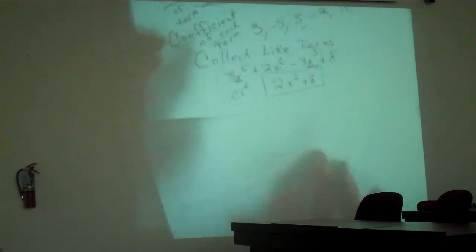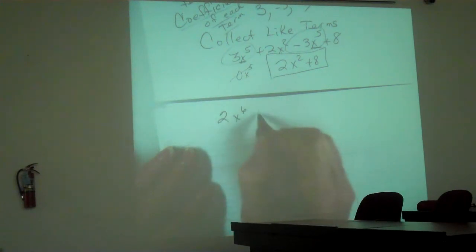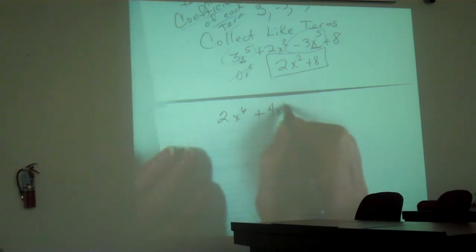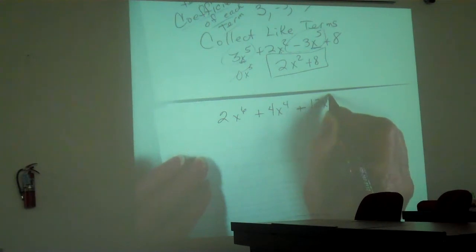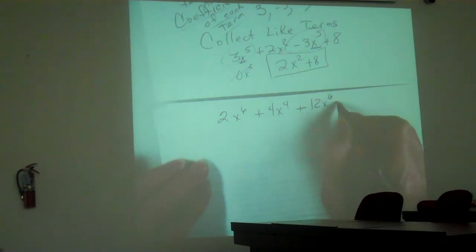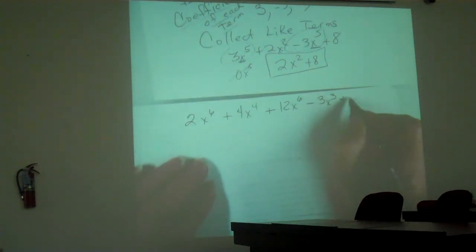Let's do one that has more of a mixture. 2x to the 6th plus 4x to the 4th plus 12x to the 6th minus 3x to the 3rd plus 2x to the 4th plus 10.